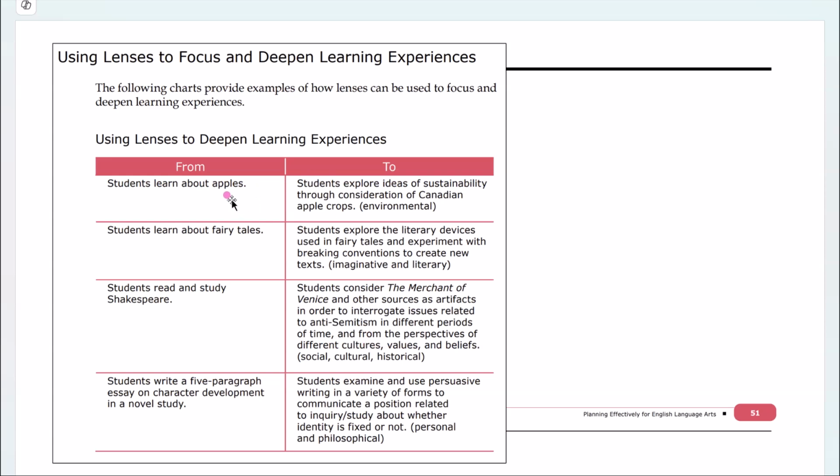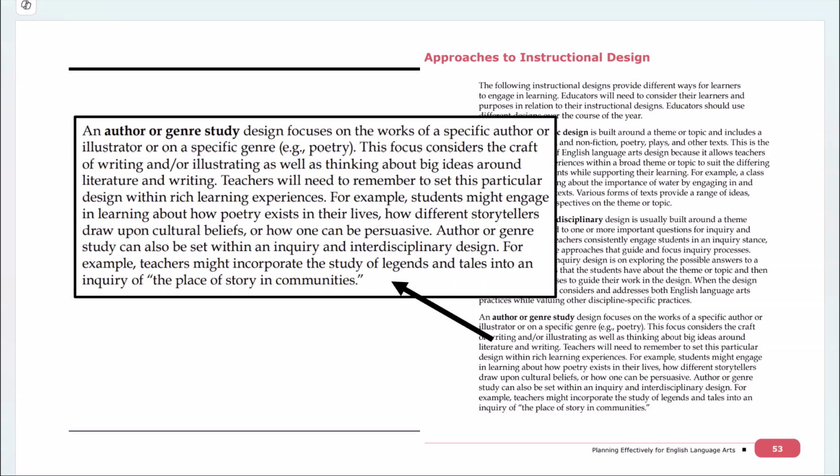If we go back to something more simplistic, so let's say you're a grade 1 teacher, students learn about apples, and then we get all these apple books and we read about apples and we write about apples. To students explore ideas of sustainability through consideration of Canadian apple crops. So having an environmental lens. Just think about these different lenses and making sure that you are deepening the learning experience. We're going to talk more about the purpose when we get into writing our unit.